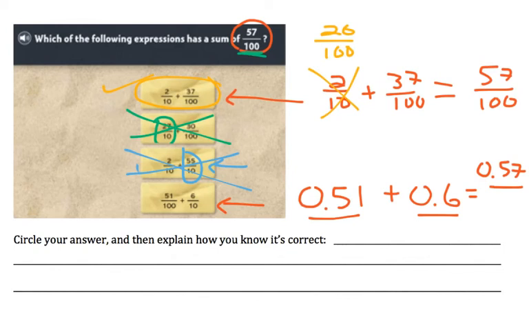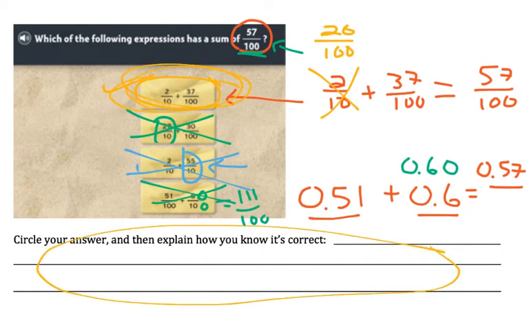But this isn't true, because that 6 tenths is the same as 6 dimes, and 6 dimes is the same as 60 cents. And if you wanted to keep it the way that this problem's talking about it, that's like saying 60 hundredths. If you added those together, you'd get 111 hundredths, which does not equal what we want. So, conclusion, this is the only one that works. I'd love to hear how you would explain that.